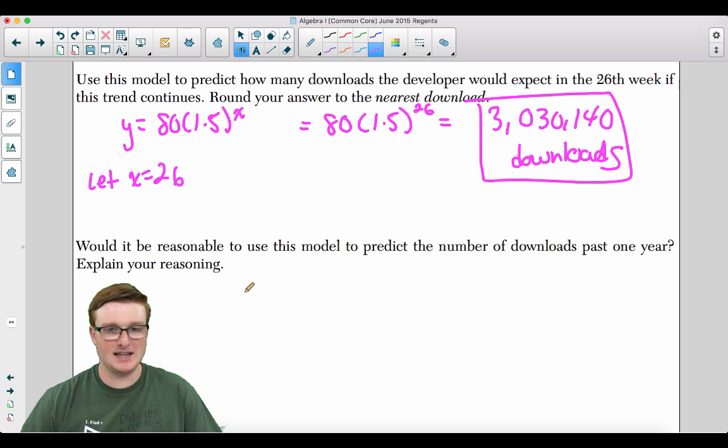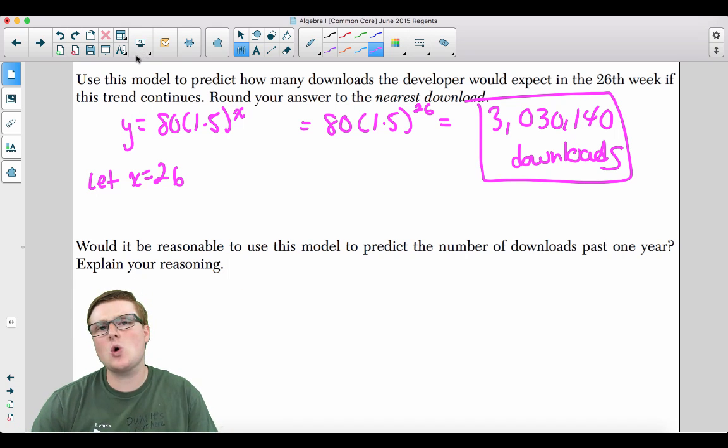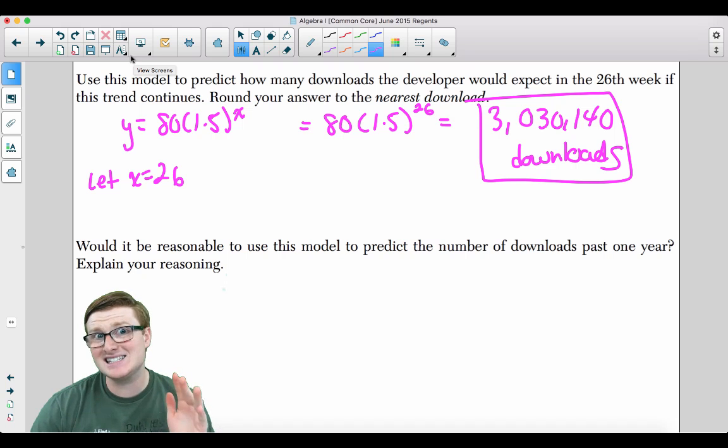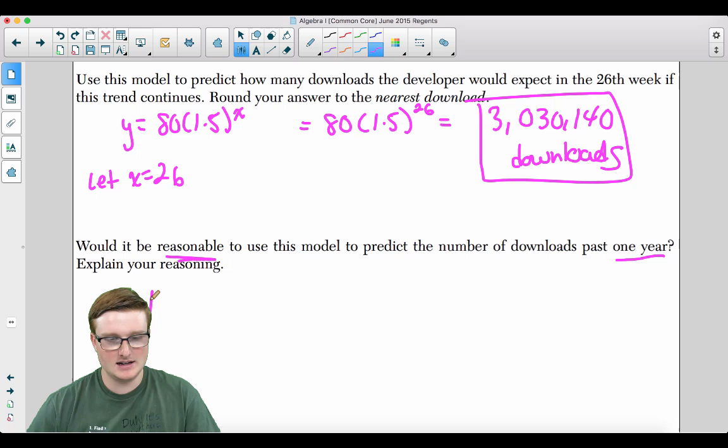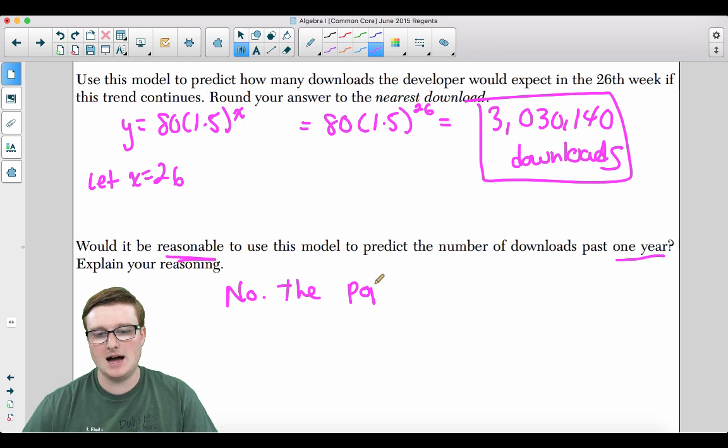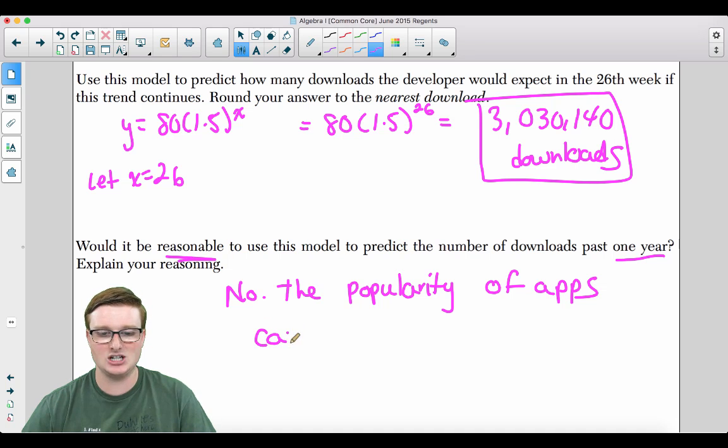Okay, and then, would it be reasonable to use this model to predict the number of downloads past 1 year? Explain your reasoning. This question bothered me a lot because it's just a stupid question. Would it be reasonable to use this model to predict the number of downloads past 1 year? No. And the reason why the answer is no is this. The popularity, and I know it's ridiculous, but the popularity of apps can change.